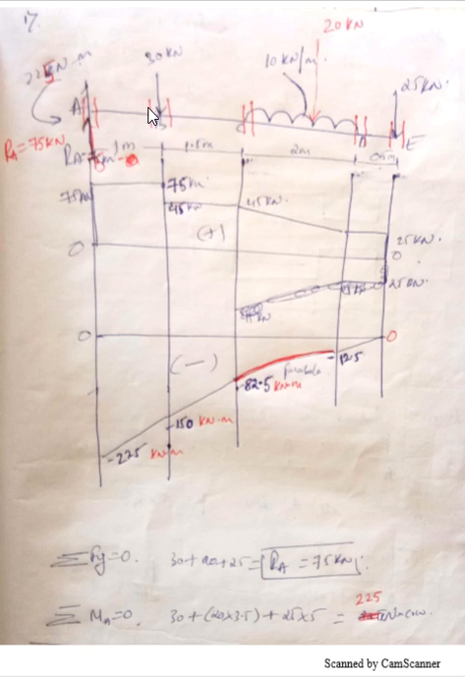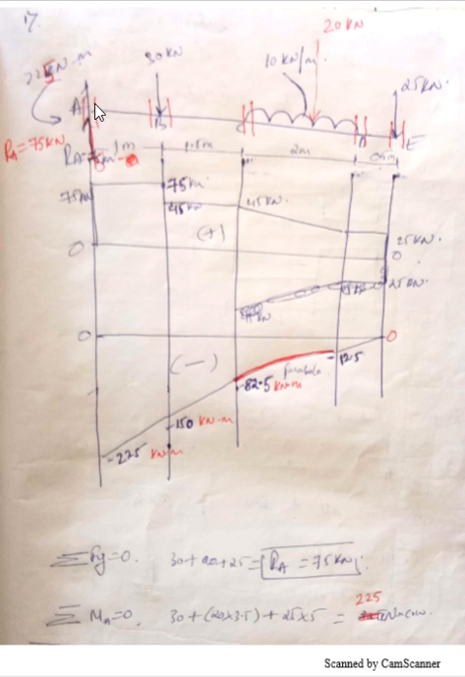When I go to this section, there is one more force which is acting in downward direction, so I am going to add this force. So it will be plus 45, which was already there, plus 30 will give me plus 75. From this section to this section, there is no additional force, so the same 75 kilonewton will move up to this point.